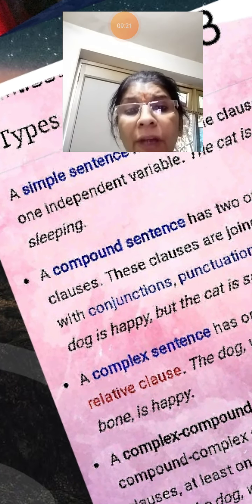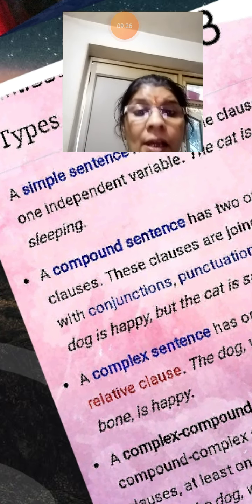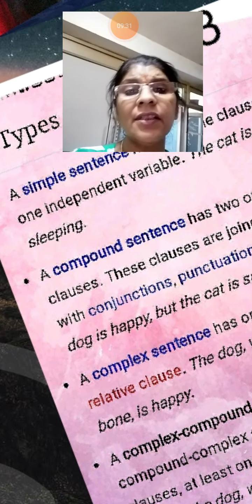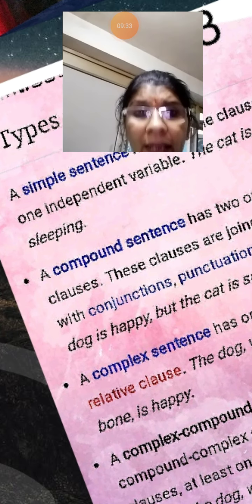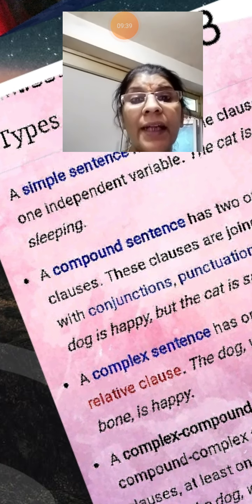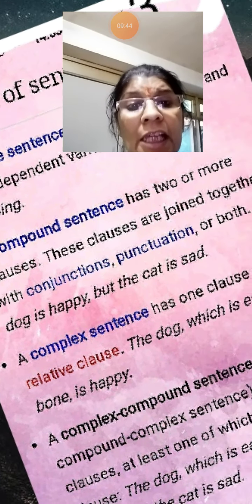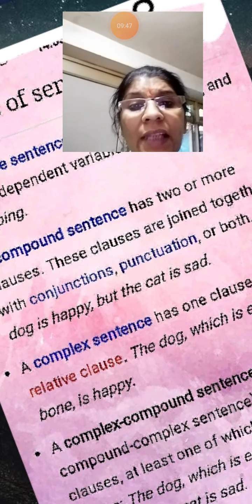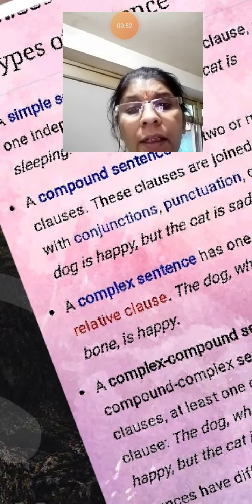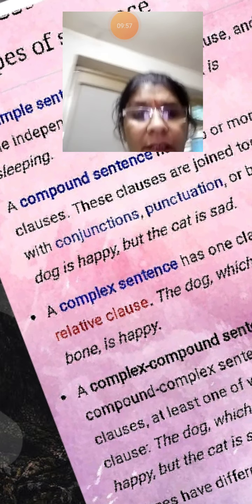So, what is the difference between a simple sentence and a compound sentence? A simple sentence has one clause and one independent clause. But a compound sentence has two or more clauses, joined together with conjunctions, punctuation, or both. The dog is happy, but the cat is sad. This is a compound sentence.